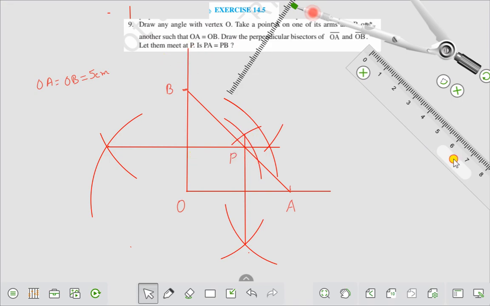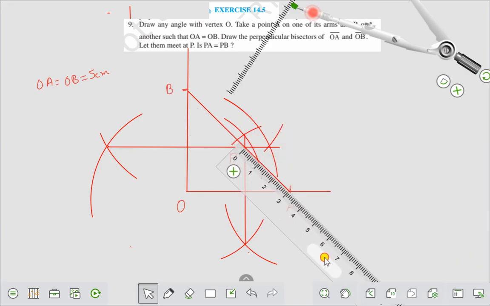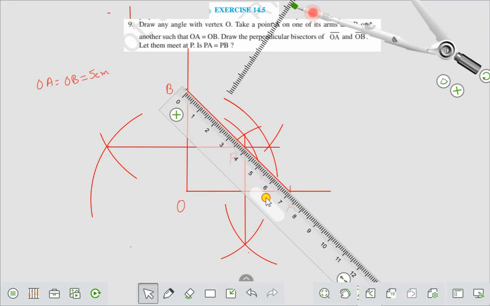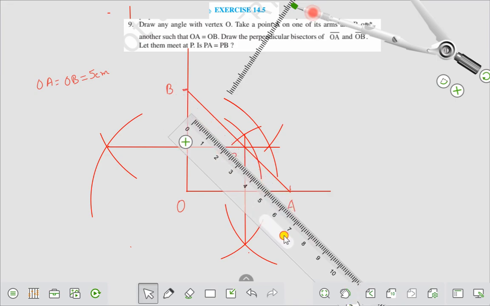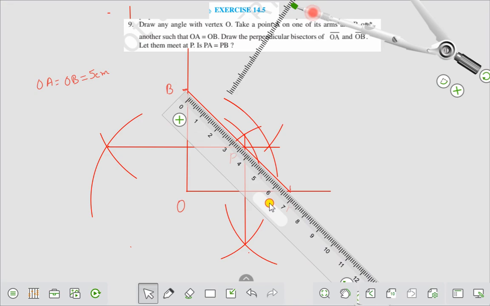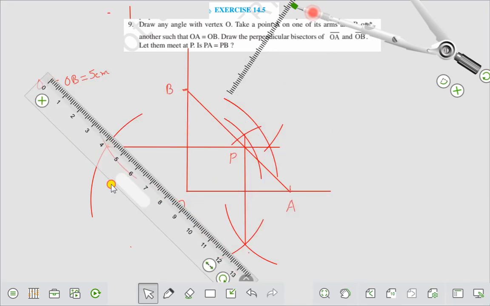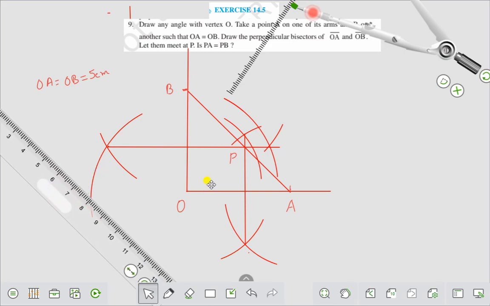Let us measure PA and PB. What is PA? PA is 3 centimeter, and what is PB? PB is also nearly 3 centimeter, right? And both the lines are same. Therefore, we can say that PA is equal to PB. By measurement, we can say that PA is equal to PB.